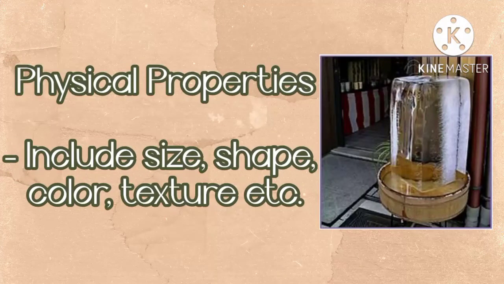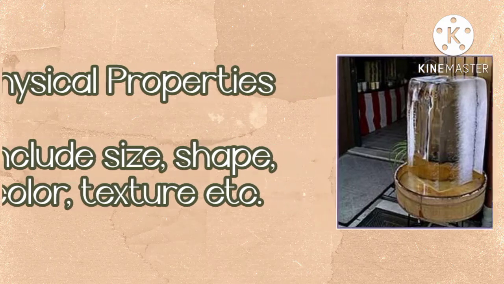So we have two types of properties, the physical and chemical properties. Now let's proceed on physical properties. Physical properties include size, shape, color, texture, and etc. For example, the melting point and freezing point are also examples of physical properties. Every substance has some physical properties that are different from those of other substances. It can be changed sometimes permanently and sometimes irreversibly.